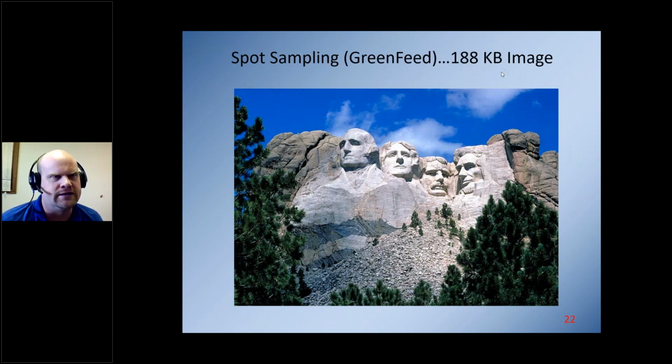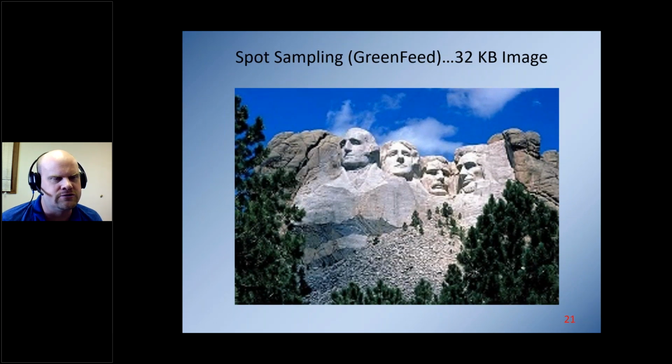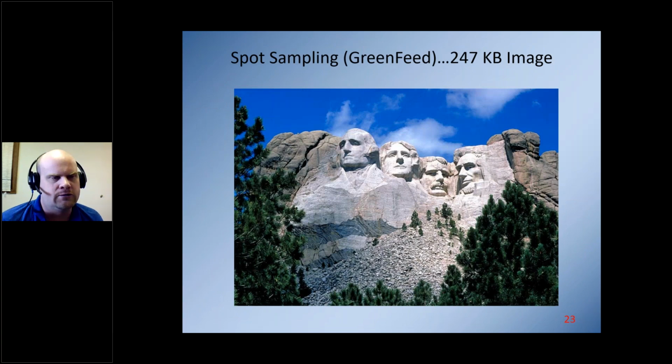This would be a 188 kilobyte image. This is a 247 kilobyte image. There's no discernible difference from oversampling. So we need to sample enough with GreenFeed so we can get some idea of what the picture looks like. But as we sample more and more, we're not really adding information or clarifying the picture, because we know what the picture looks like well enough.